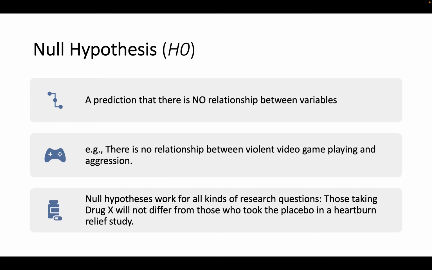The null hypothesis, which you'll also see notated as H0, is a prediction that there is no relationship between variables. So for our video game example, our null hypothesis would be there is no relationship between video game violence and aggression. The null is applicable for many research questions, like those taking drug X will not differ from those who took the placebo.